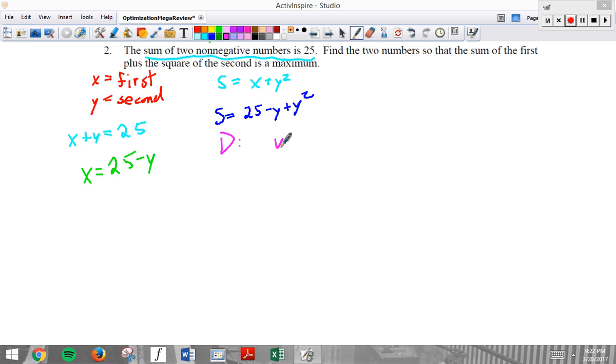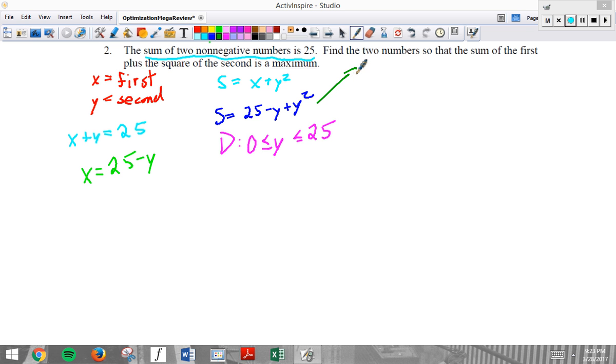Domain of y. Well, it has to be non-negative. That means greater than or equal to 0. And is there an upper bound? Well, if y became 25, x could be 0. But y certainly can't be 26 or 25.01. So it's going to be tightly in these bounds, inclusive.